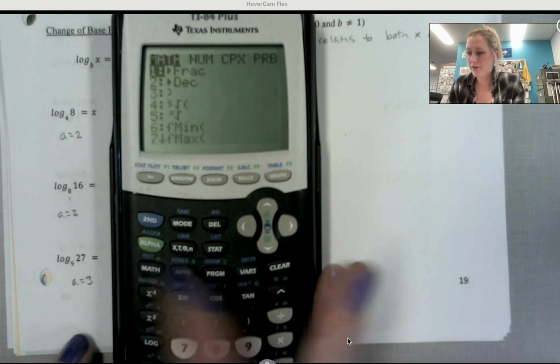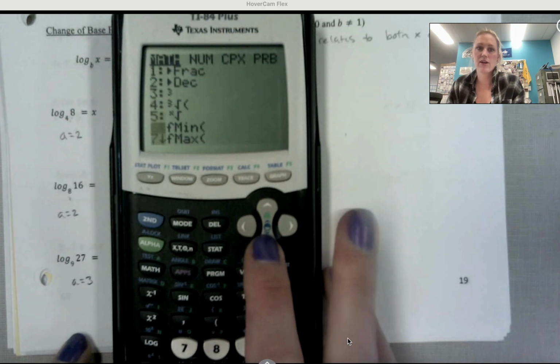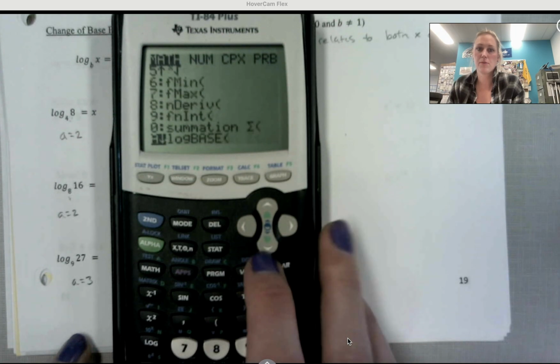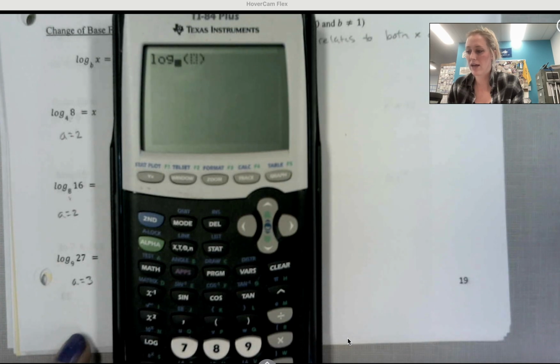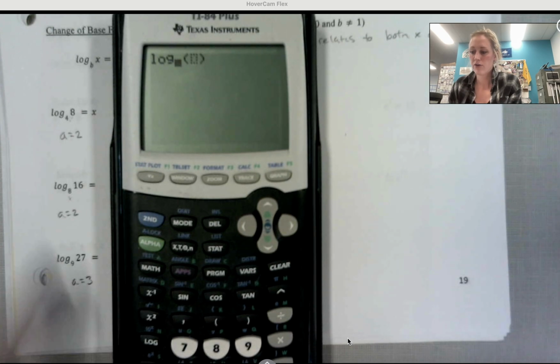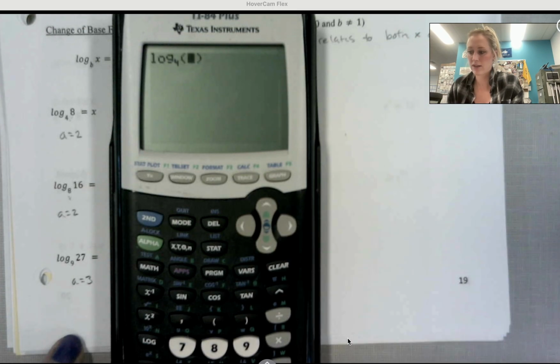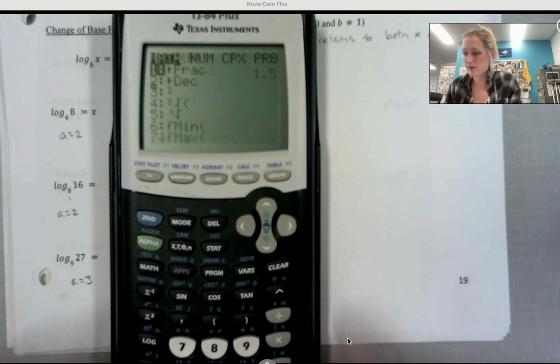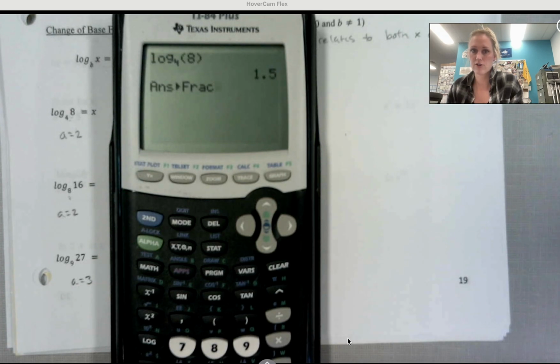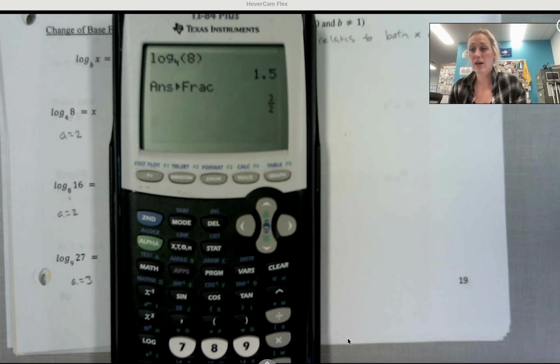If you go to math and scroll down, there is often this option, log base, and you can enter exactly what you want. So if I wanted log base 4 of 8, I can enter 4, then use my arrow to get over to the next entry point and hit 8. And again, my fraction will give me a decimal. I can go back into math and hit fraction, and it'll turn that into a fraction as well. So that is an option too.